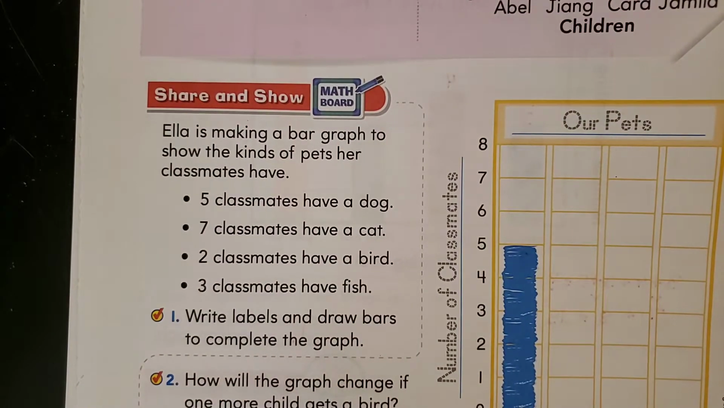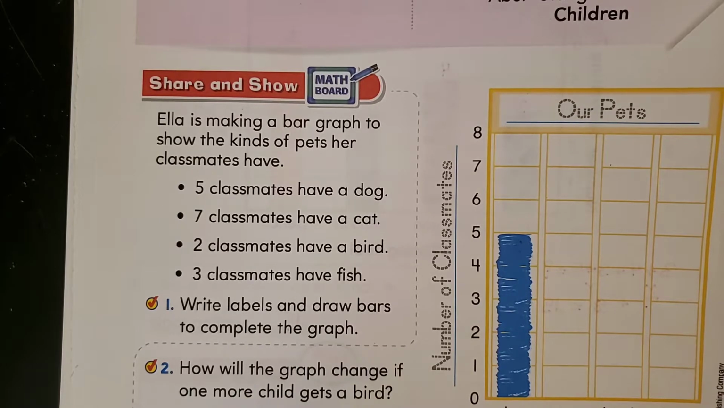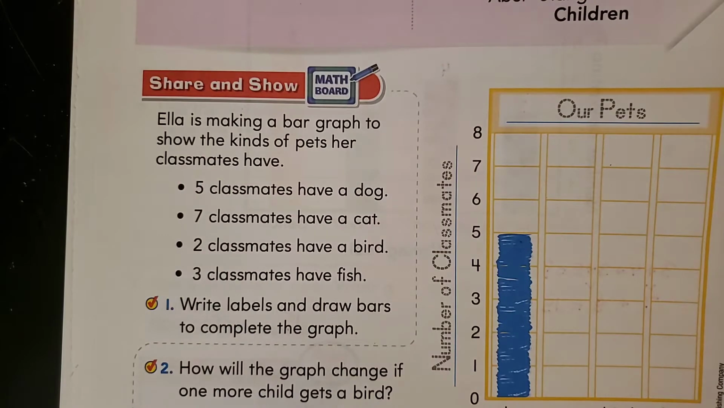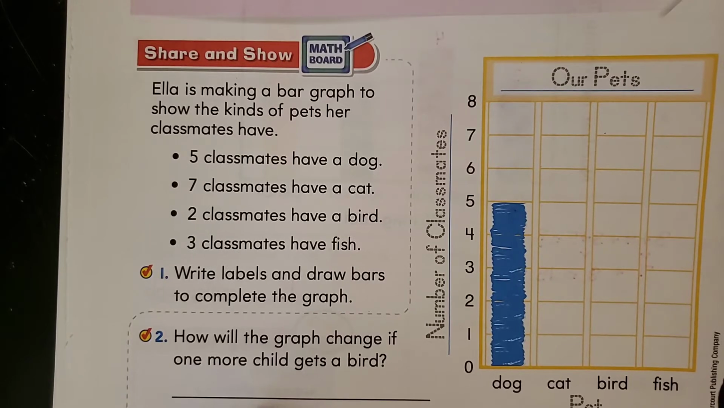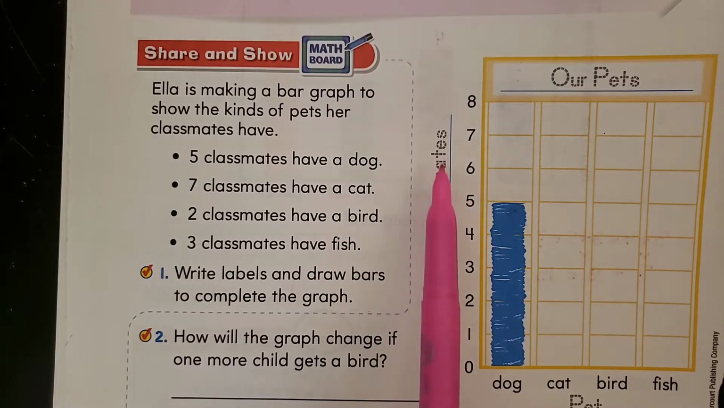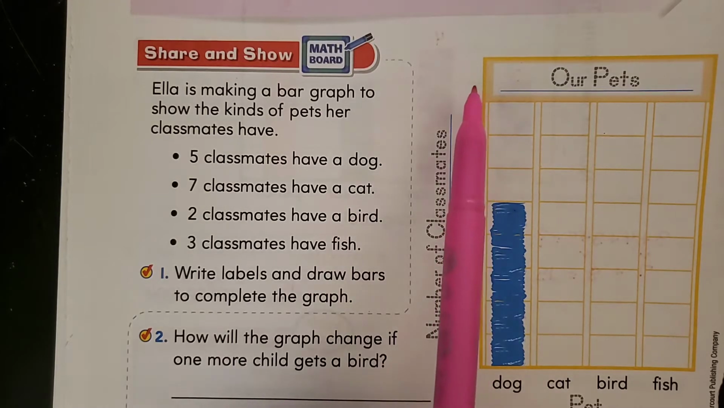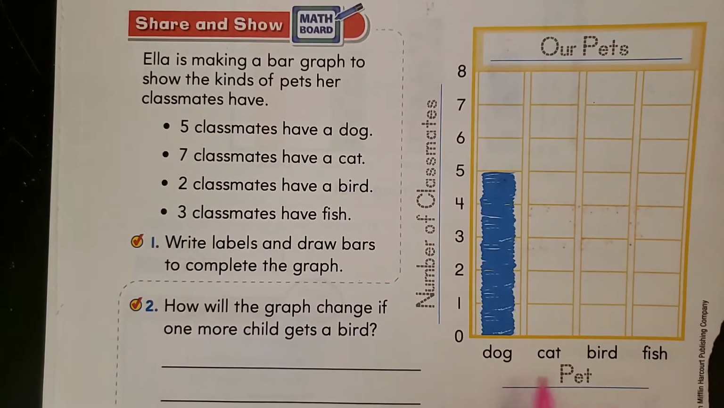The name of this bar graph is our pets over here. Okay. Ella is making a bar graph to show the kinds of pets her classmates have. And it says there are 5 classmates that have a dog, 7 classmates have a cat, 2 classmates have a bird, 3 classmates have fish, and then we have questions to answer afterwards. Over here it says number of classmates. It's from 0 to 8 students. And then down here we have the kinds of pets. They're looking at dog, cat, bird, and fish.